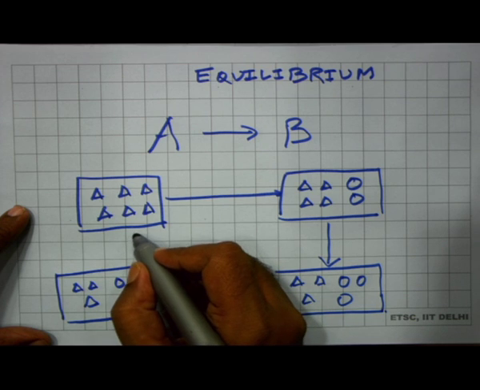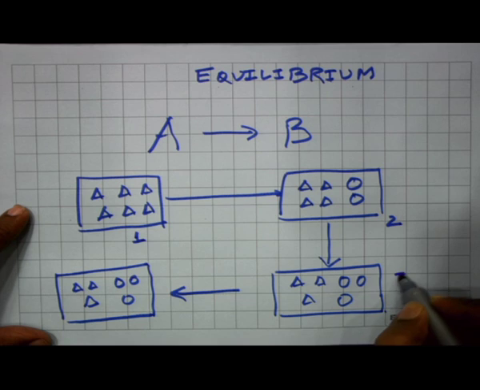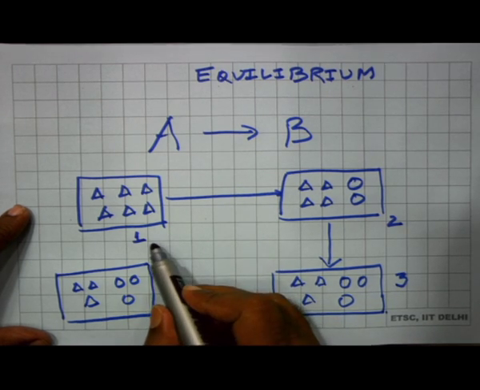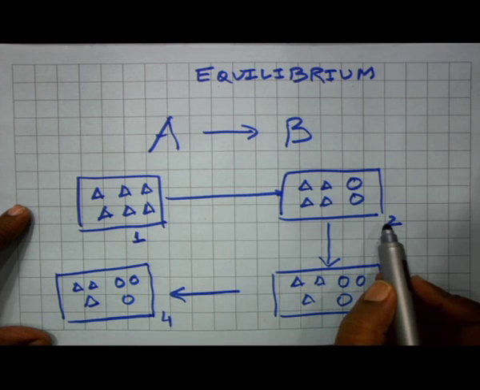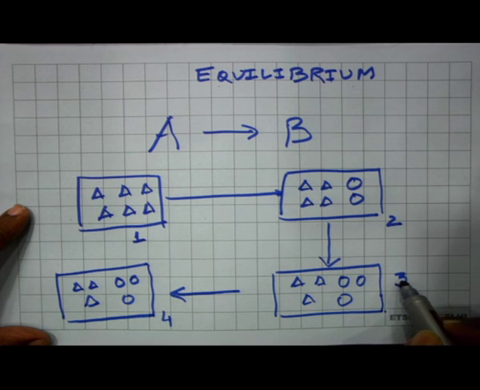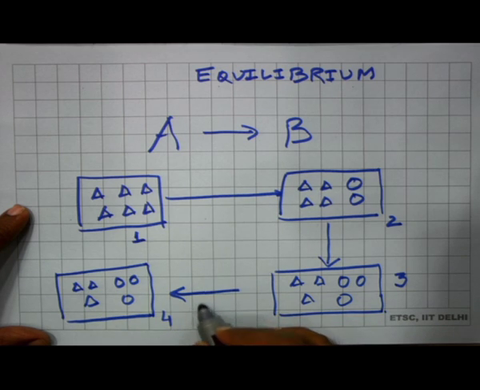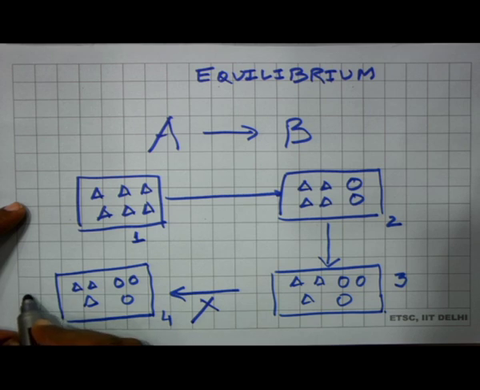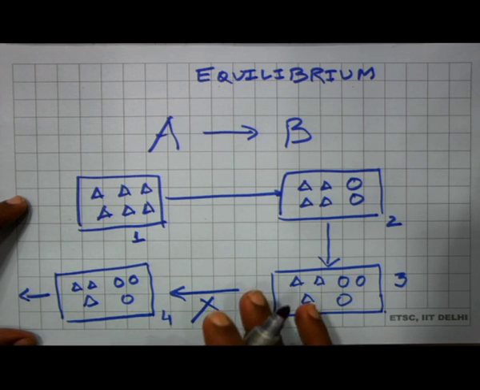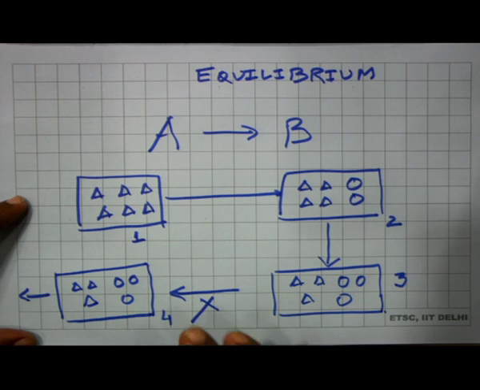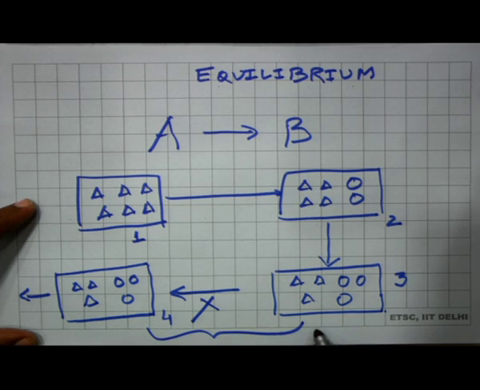Just look at it, suppose I call these state 1, state 2, state 3, state 4. We see that from 1 to 2 there is a change in the number of molecules of reactant and product. If I go from state 2 to state 3, again there is a change in the number of reactant and product. But after this there is no change. We can wait for more hours. If we do not see any change, that means the equilibrium state is achieved. So, states 3 and 4 give you the equilibrium state.